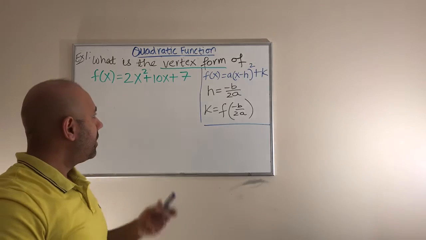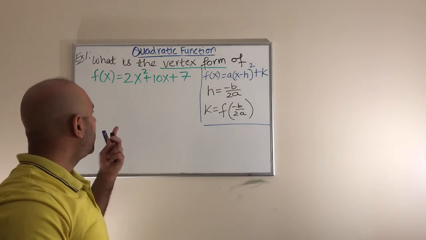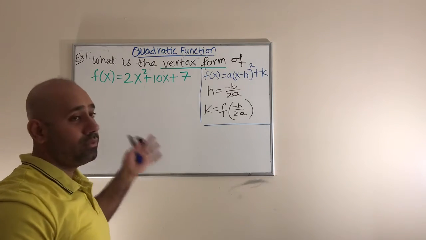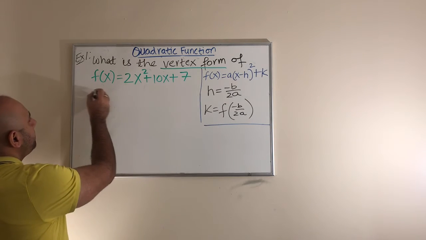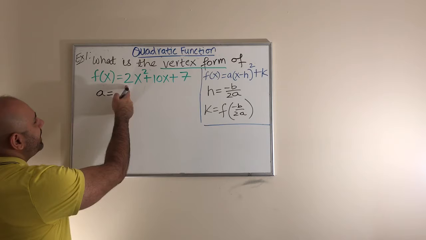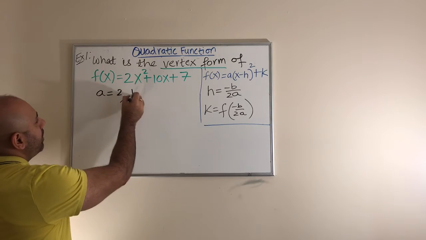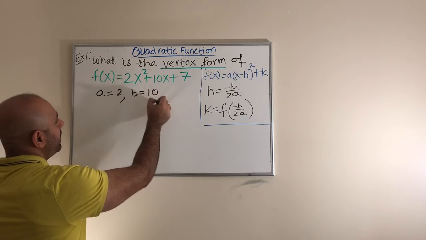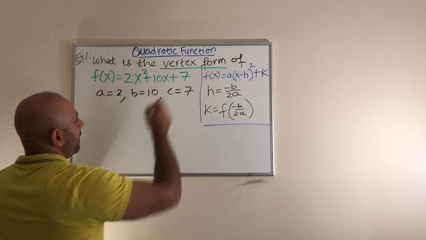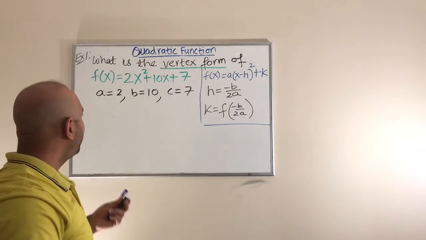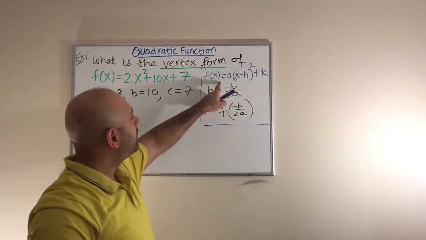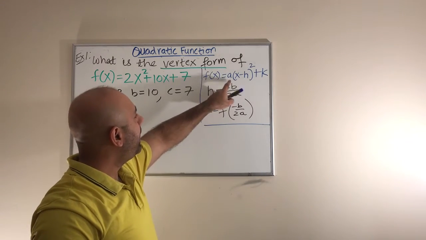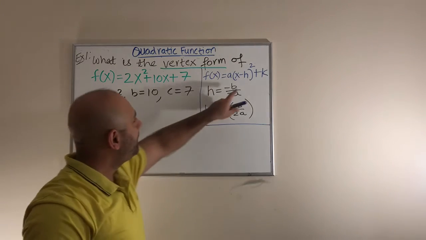Okay, so I think that's all we need in order to convert this standard form into the vertex form. The first thing we want to identify is what is my a. We can clearly see that a is 2. Then b is positive 10, and c is 7. We can easily see that. Once we have these three, let's look at the vertex form. We need a, we already have a, but now we need h and k.